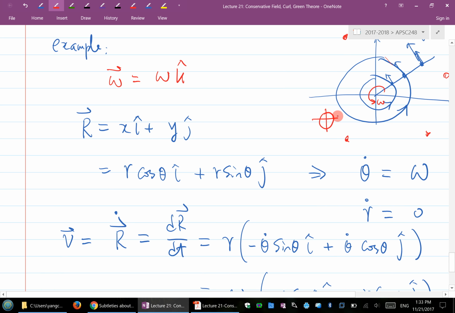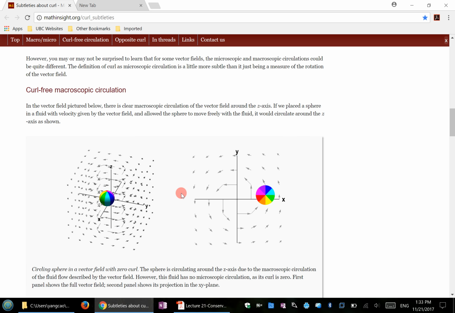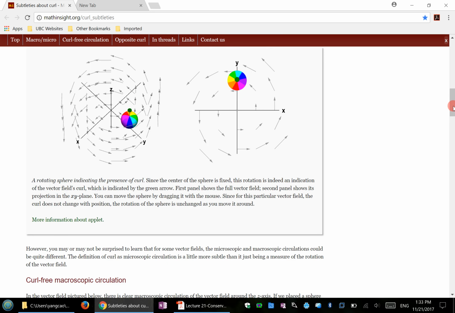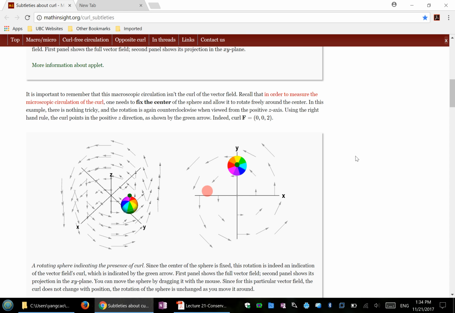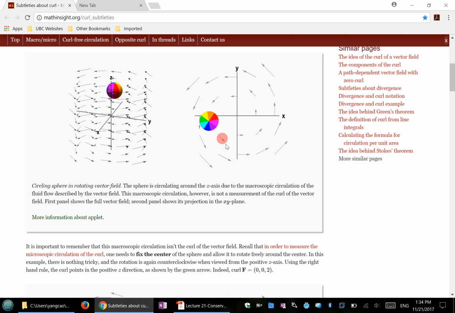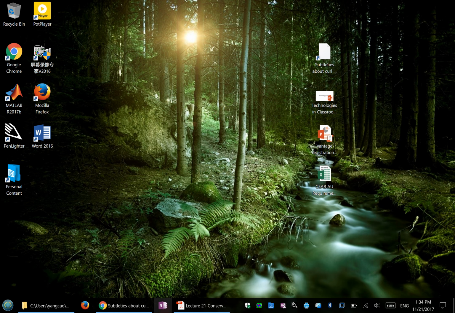So the curl f, if I give you an example with it here. This is an illustration, not necessarily of that field, but you see this ball here is rotating around the z-axis, but at the same time it's also self-rotating. That self-rotation is described by the curl f calculation. So the curl f here, what is it called?